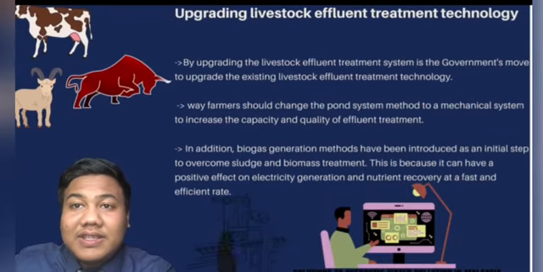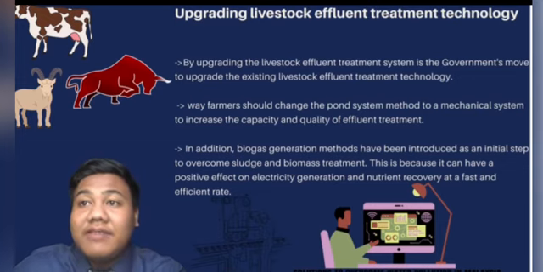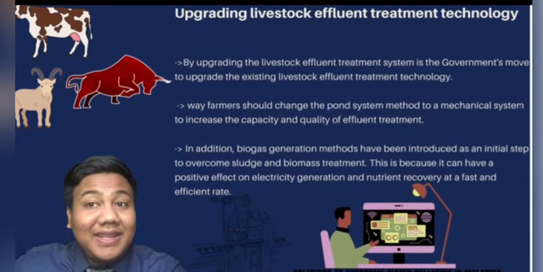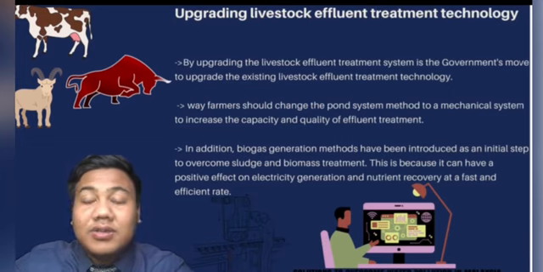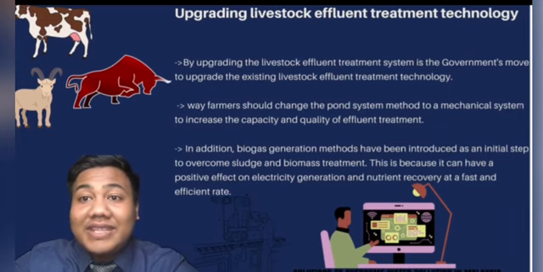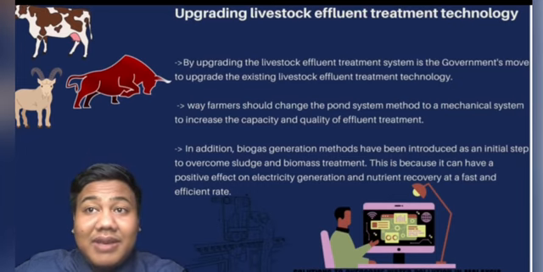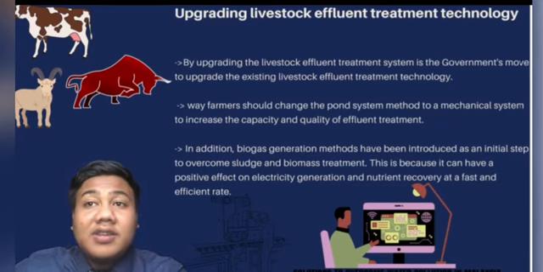Upgrading livestock effluent treatment technology. Upgrading the livestock effluent treatment system is the government's move to upgrade the existing livestock effluent treatment technology. This method can be achieved by the way farmers should change the pond system method to a mechanical system to increase the capacity and the quality of effluent treatment. In addition, biogas methods have been introduced as an initial step to overcome the sludge and biomass treatment. This is because it can have a positive effect on electricity generation and nutrient recovery at a fast and efficient rate.